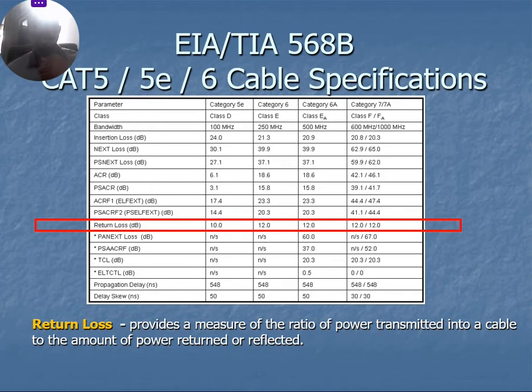Return loss. Return loss provides a measure of the ratio of power transmitted into a cable to the amount of power returned or reflected. You know, when we transmit data in a cable, some of it will be reflected. This is a norm. Not everything you transmit will be received exactly. Some of it will be reflected due to the cable factor. So no matter how you try to improve the system, some of it will be reflected. Now, return loss is the measure of the ratio of the power transmitted into a cable to the amount of power returned or reflected. So that tells us about return loss.